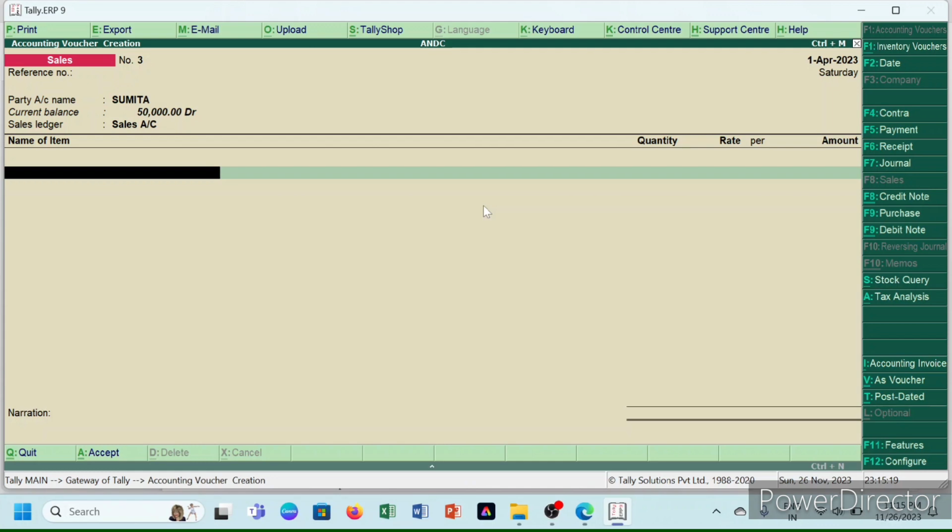IGST is applicable here. So you have to calculate the IGST. 12% of 192,500 will be 23,100. 23,100. Total amount will be 2,15,600.